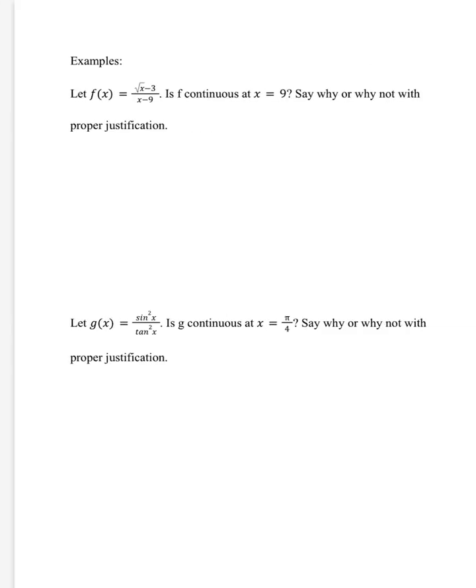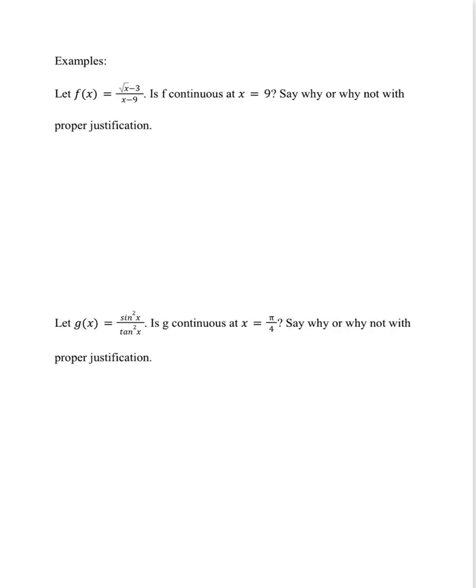So we can look at some examples here. The first question is, let f of x equal the square root of x minus 3 over x minus 9. Is f continuous at x equals 9? Say why or why not with proper justification. So first of all, if it's discontinuous, I'm going to try to list all of the criteria just to help make it more obvious, help you out. But note that you only have to list one.